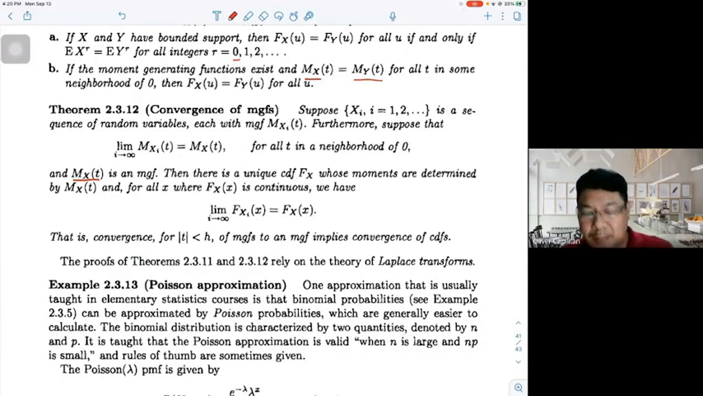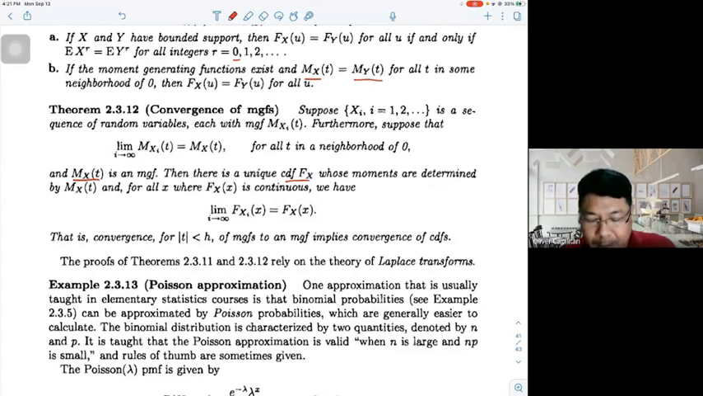Then there exists a CDF big F of X whose moments are determined by this moment generating function of X. So there exists a unique CDF big F, for all x where the CDF is continuous. That would also imply that the limiting cumulative distribution ng ating sequence of random variables X sub i as i approaches infinity will be equal to big F sub X evaluated at x.